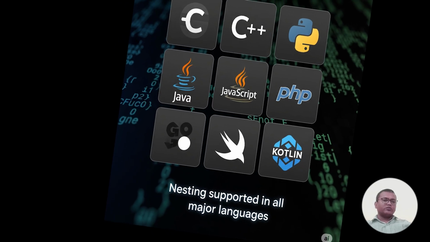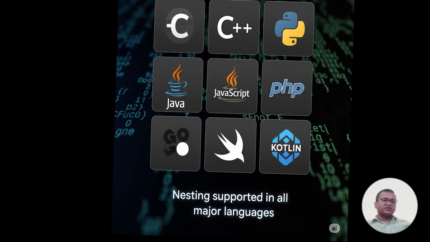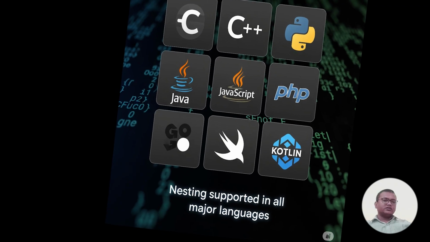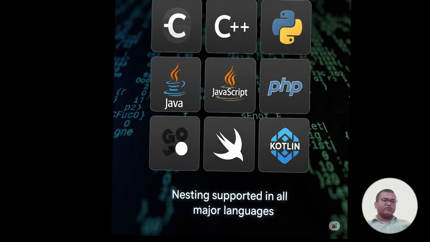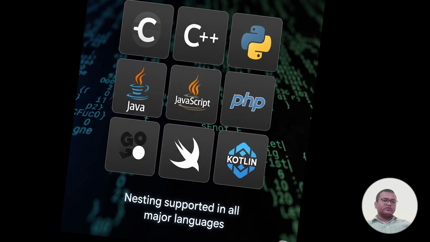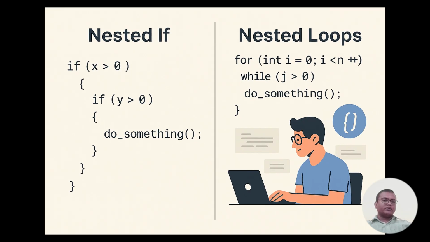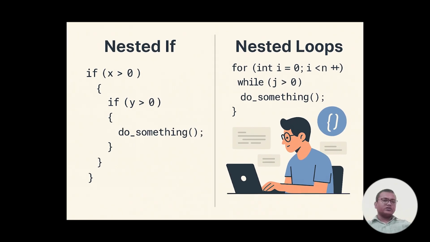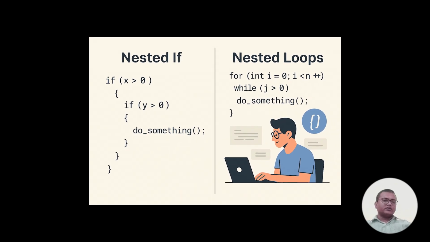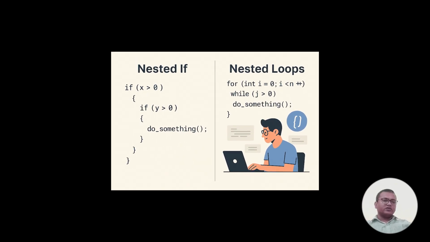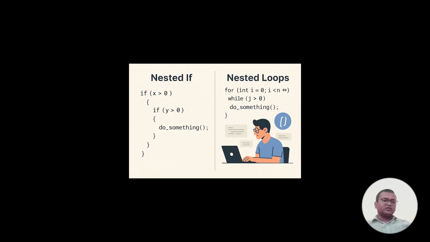Most popular programming languages support nesting, like C, C++, Java, Python, JavaScript, PHP, Go, Swift, and Kotlin. Nesting allows better organization of logic. It's especially useful in control flow, decisions, and repeating tasks.